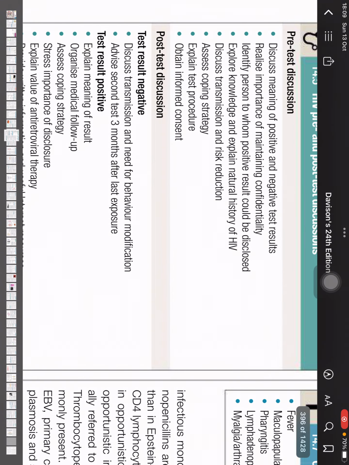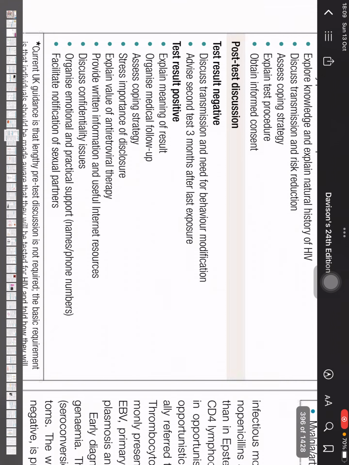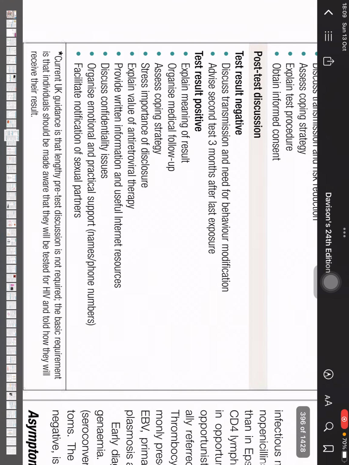Post-test discussion. Test result negative: discuss transmission and need for behavior modification. Advise second test 3 months after last exposure. Test result positive: explain meaning of results. Organize medical follow-up. Assess coping strategy.